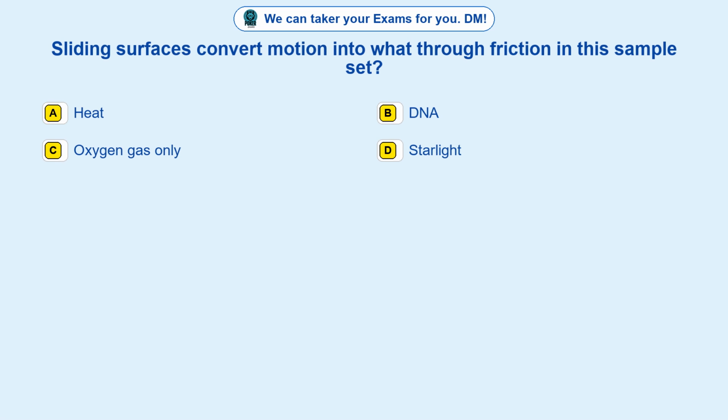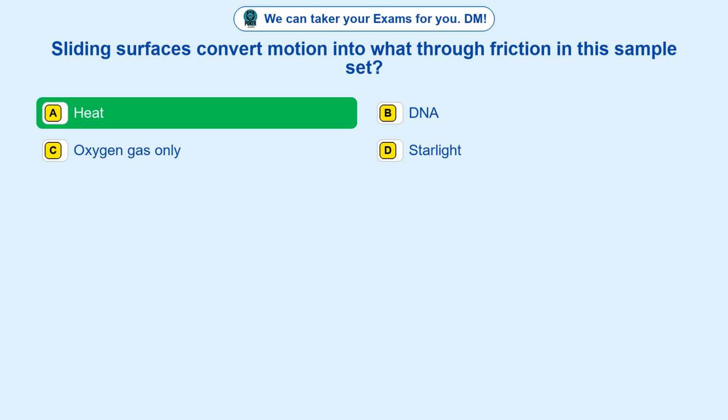Question 64. Sliding surfaces convert motion into what through friction in the sample set? Option A, heat. Option B, DNA. Option C, oxygen gas only. Option D, starlight. The correct answer is option A.